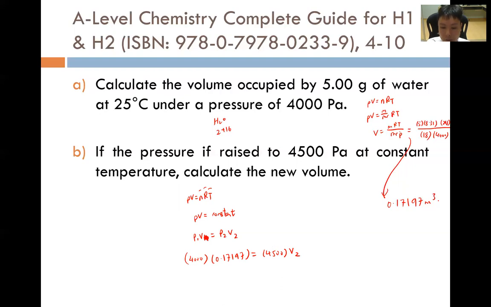So if I again punch this into the calculator, we will get V2, the new volume, to be equal to 0.15286 meter cube. Of course, we should round it off to 3 sig fig. Okay, so it will be 0.153 meter cube.